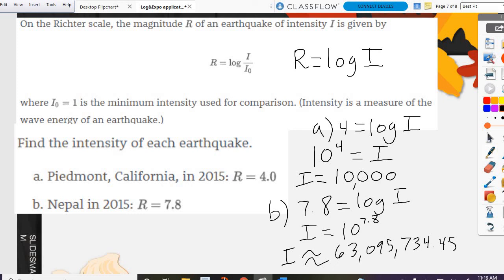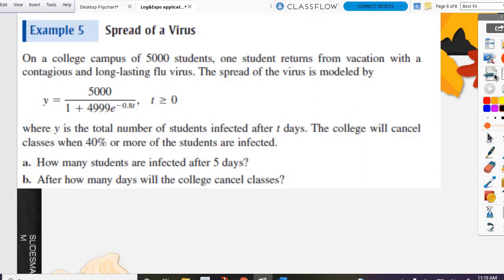Alright, we're going to go ahead and stop there today. Tomorrow, we'll be doing our lab, and our lab is going to be over logistic growth. So we'll look at the last example before we do our lab.